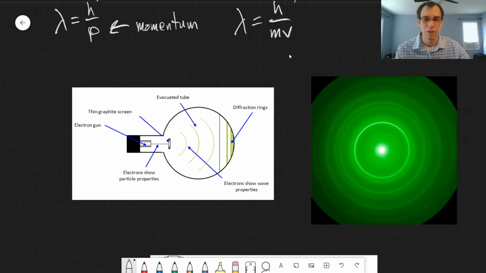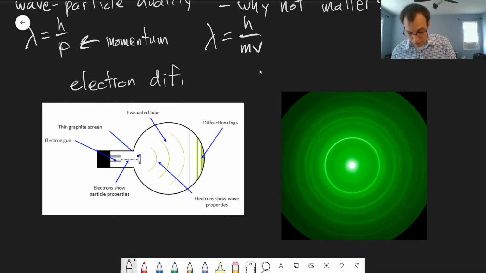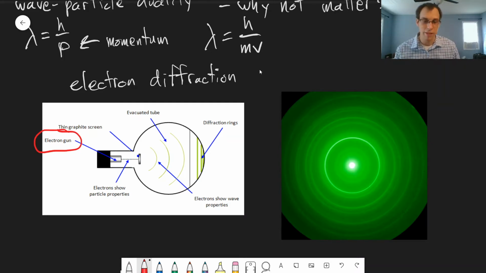So if we scroll down here to where I have some pictures. This is an image of electron diffraction. It's an experimental technique that we now use to measure atomic scale things because the electron wavelengths are on the order of atomic scale things. So we have some sort of source, an electron gun, that produces electrons at a specific speed. We have a thin graphite screen that is, say, what we're trying to measure, usually. So we're trying to measure the distance between atoms in a crystal or something like that, or in this case, graphite. And so here, we have individual electrons being emitted from this electron gun.